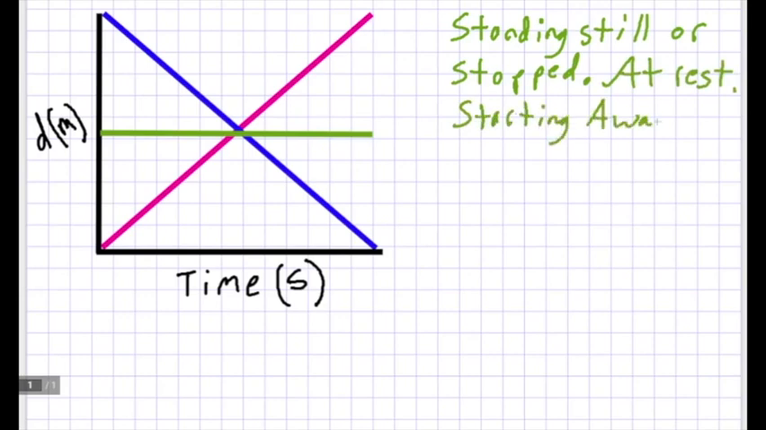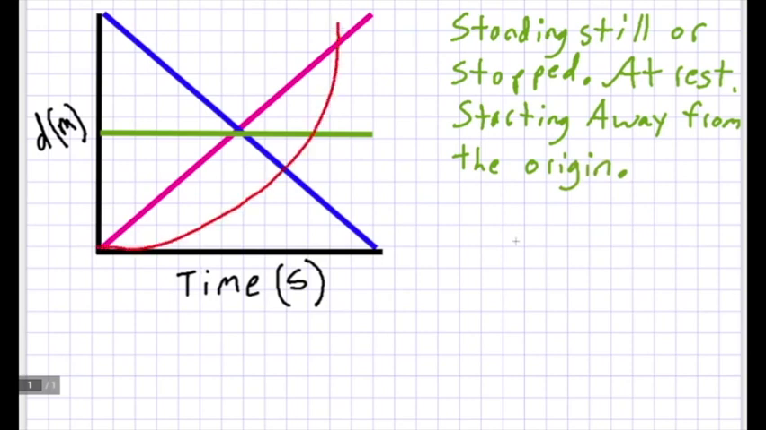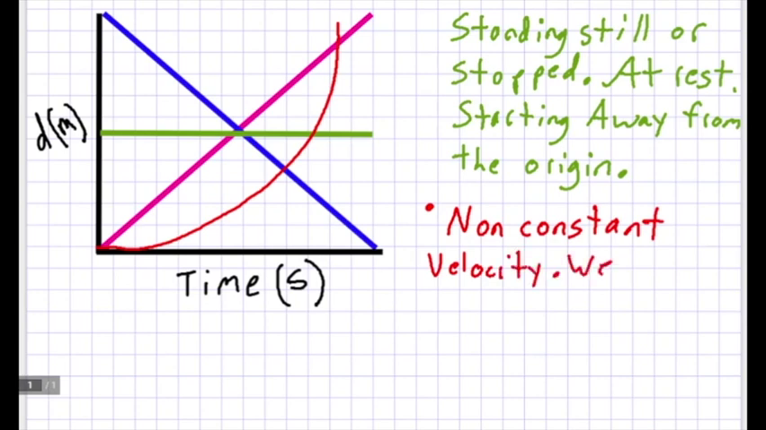We need to notice though that our distance isn't 0, which means that we're actually starting away from the origin here. Now let's take a look at another line, but this time it's going to be curved. Since this line is curved, the slope is changing everywhere on this line. And since we have a changing slope, that means that we have a changing velocity, in other words our velocity is non-constant. A changing velocity means that we are experiencing acceleration.